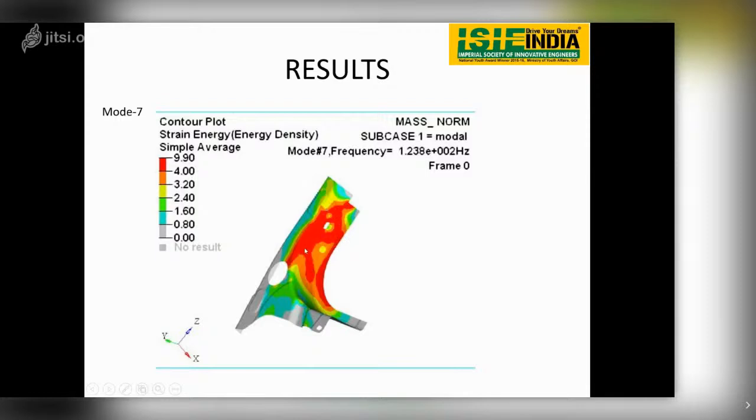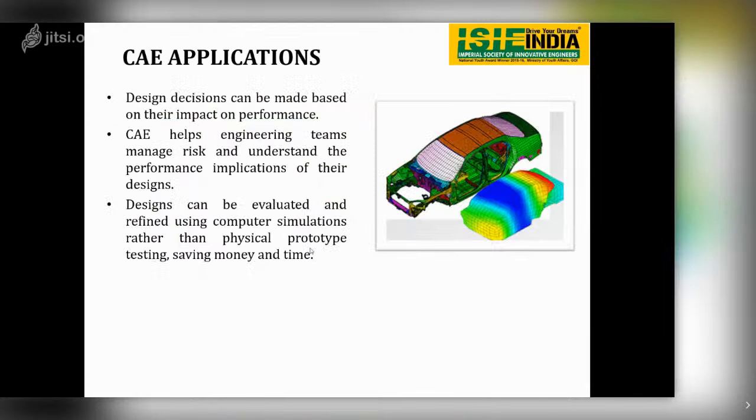The stiffness can be improved by various methods. We can add ribs for the plastic components. We can increase the thickness. We can add beads to the system for the BIW components and so on. And we need to apply the stiffness in the direction that is opposite to the mode shape, the direction in which it is oscillating. If we add the stiffness, the natural frequency of the system can be improved. So this was more about the modal analysis.